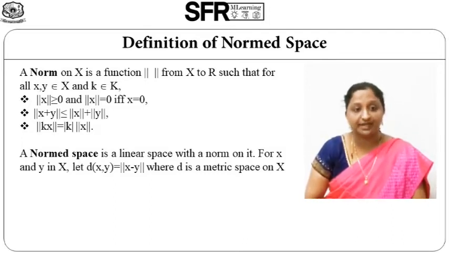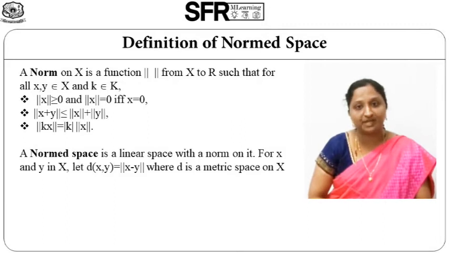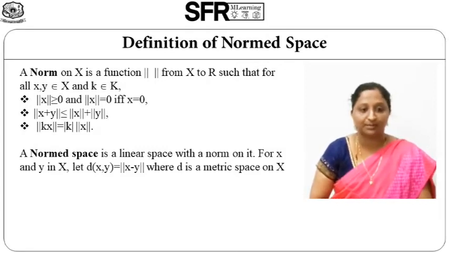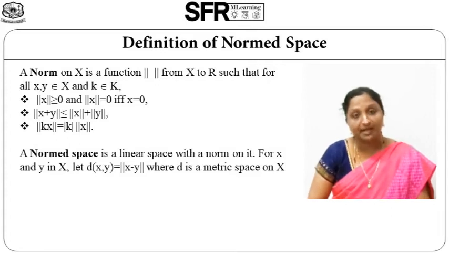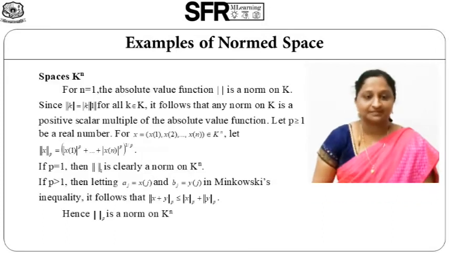We need to satisfy the three conditions, that is norm x is greater than or equal to 0, norm x is equal to 0 if and only if x is equal to 0, norm x plus y is less than or equal to norm x plus norm y, and norm kx equals modulus of k into norm x. The norm space is a linear space with a norm on it. For x and y belongs to X, in the metric we are defining d of x comma y equal to norm x minus y, where d is a metric on X.